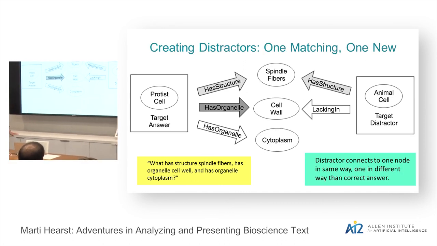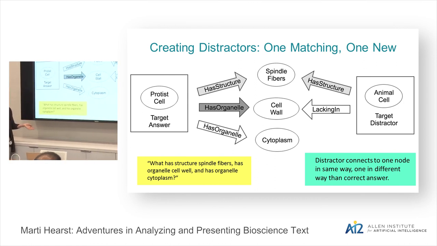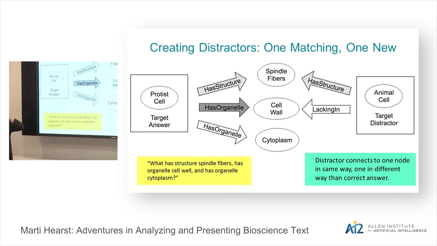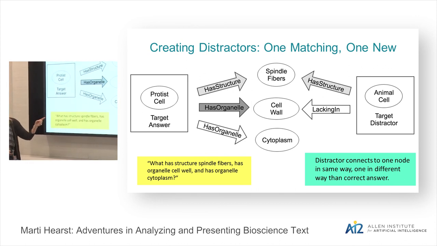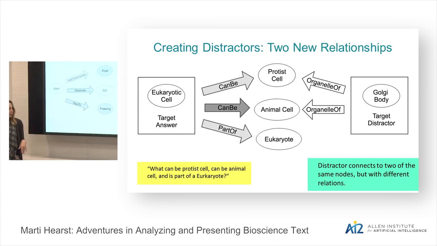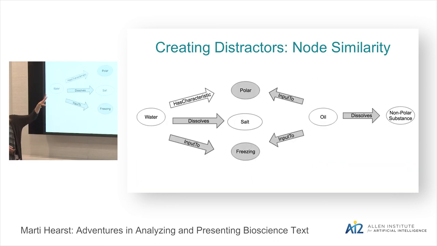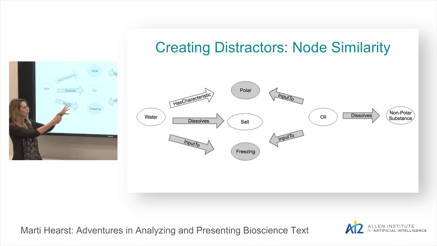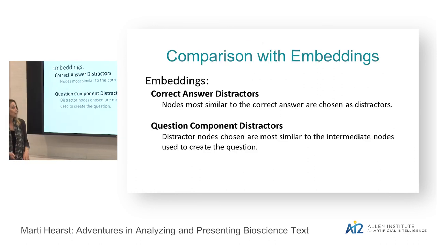Another example. What has structure, spindle fibers, has organelle cell wall, and has organelle cytoplasm? The answer is protocell. So in this structure, the distractor connects to one of the nodes in the same way as this, and another node in a different way than the correct answer, and doesn't connect to the third one. So it's a little farther afield. And then we had two other conditions, which I won't make you walk through. And then we also had this more general thing where here's the answer, the distractor's over there, and it's sort of got some nodes in common and some more general similarity.